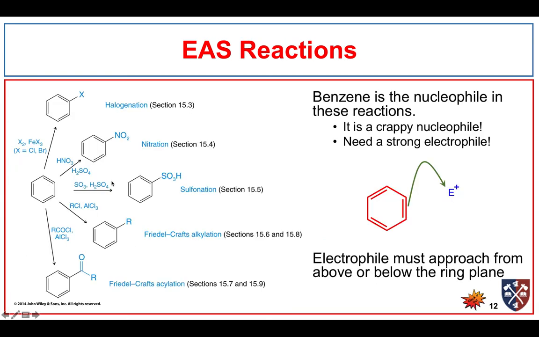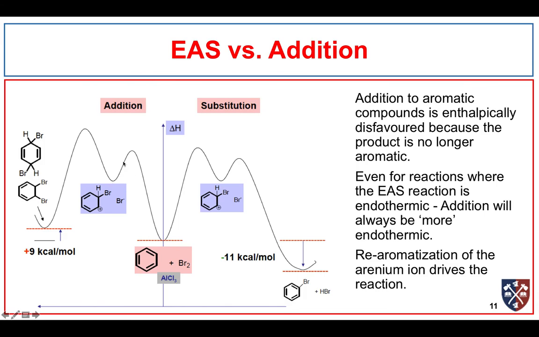As it turns out, this reaction is not very favorable energetically, because we've broken up the aromatic system, and even though we get a little bit of energy back in the formation of the carbon-bromine bond, it's not enough to make up for the breaking of the aromatic system. So this is enthalpically disfavored by about 9 kcal per mole.